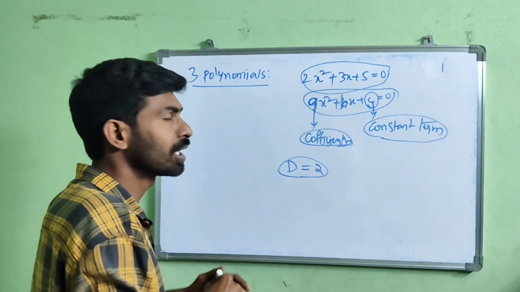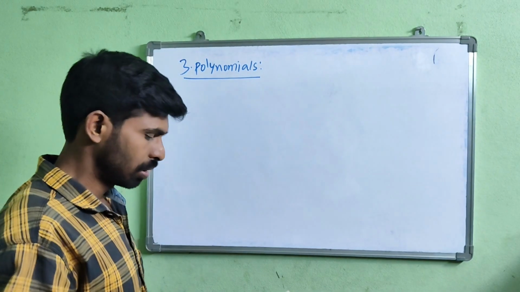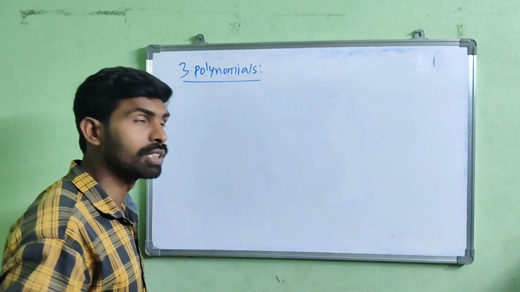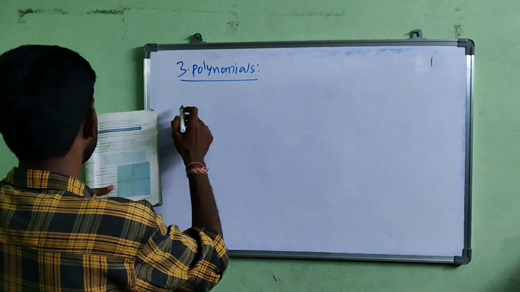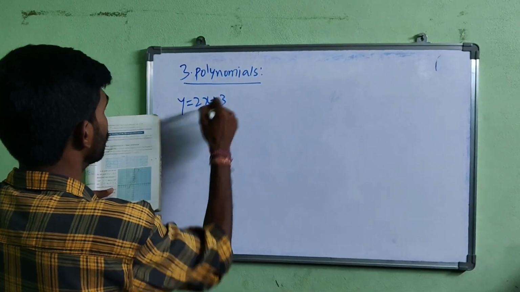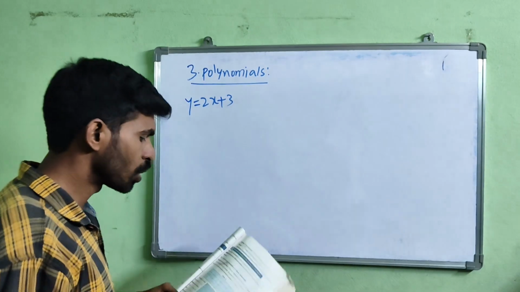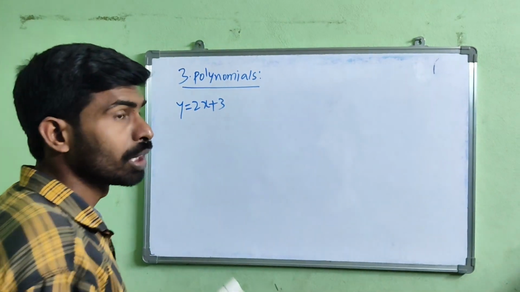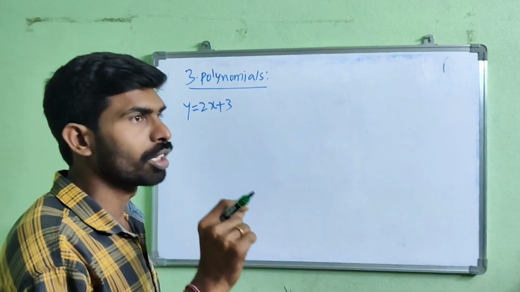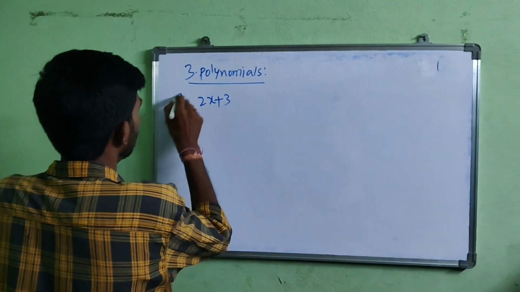Now, how to represent it in graphical format, we are going there. Now see, very important, definitely a 4 or 5, 6 marks question will come. Now, y equal to 2x plus 3. Find out the zeros of this linear polynomial. If the examiner is asking to find out the zeros of the polynomial, simply we can do like this. This is the polynomial, for example.